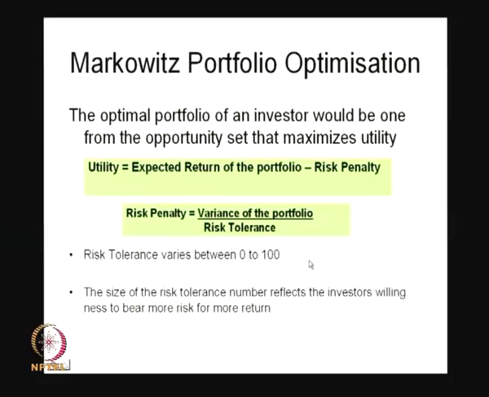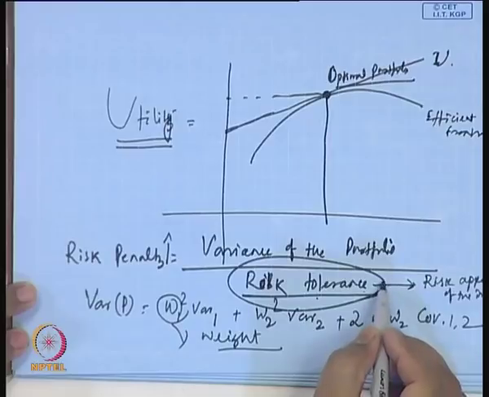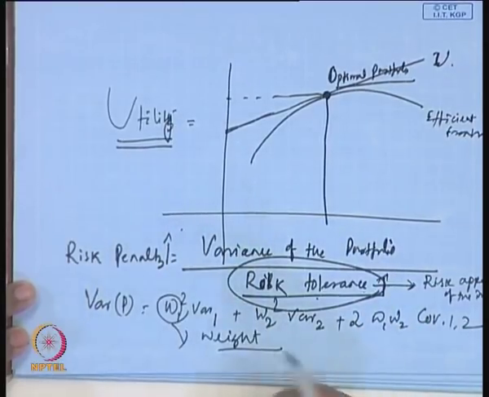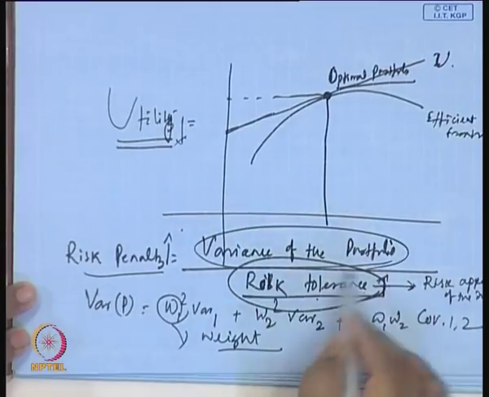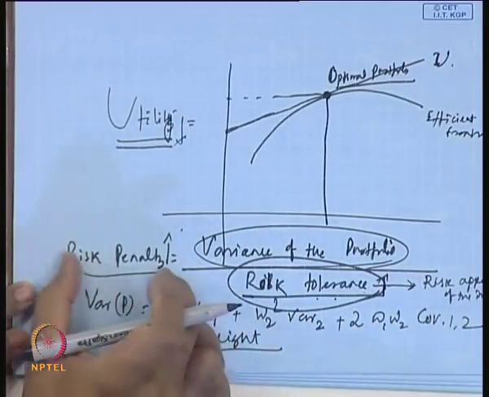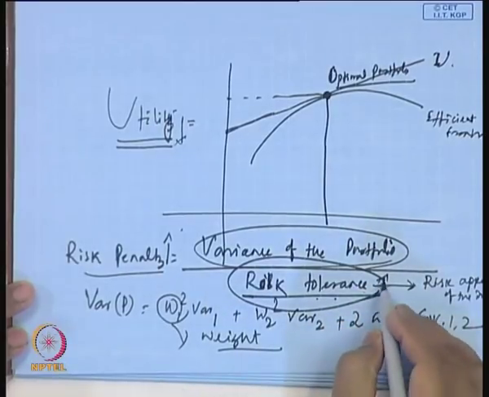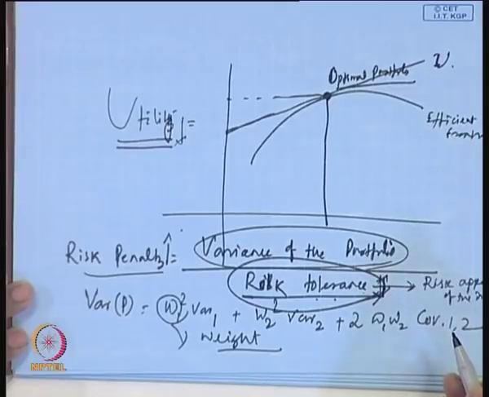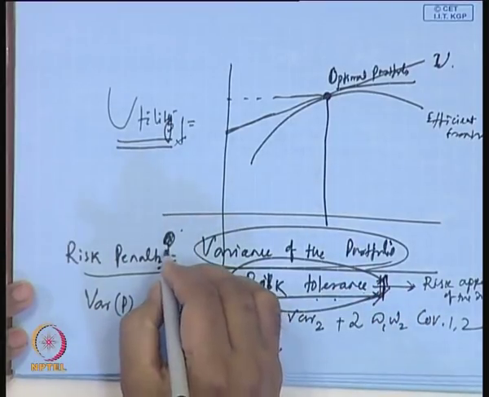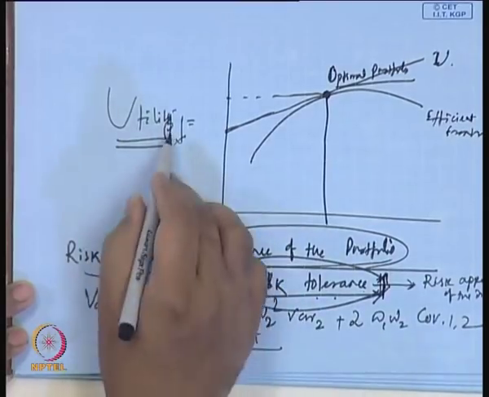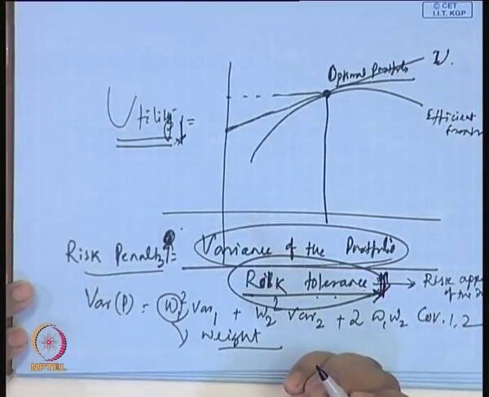That means, if somebody has more tolerance limit, then the risk penalty will be more. If the risk penalty will be more, then utility also will go down. If you make the variance part constant, then as the risk tolerance increases, this part will increase, and if this part increases, then total utility will decline. If the risk tolerance limit is higher, then the risk penalty will be more, then obviously the utility will be lower. But if the risk tolerance limit is lower, then the risk penalty will be less.